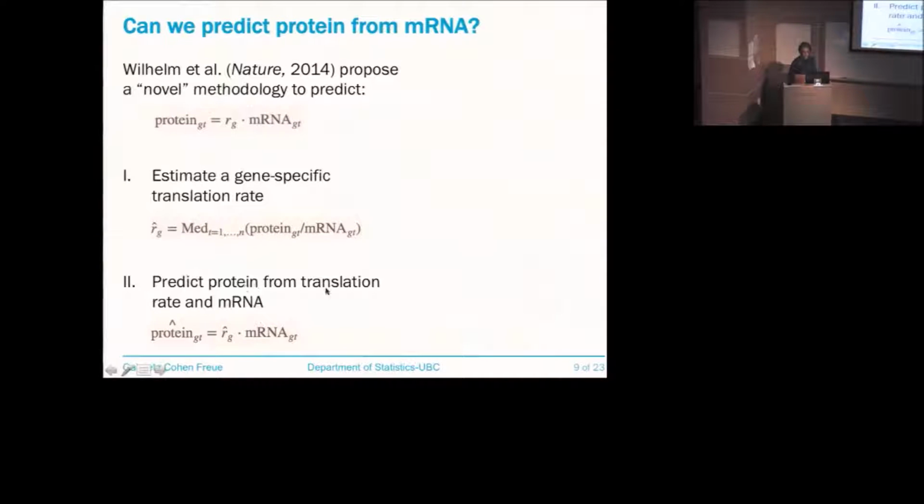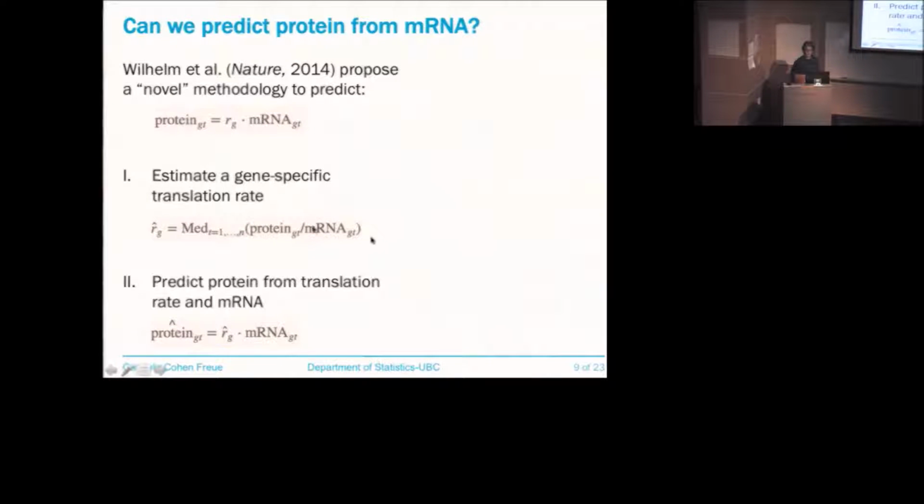They then predict protein using that estimated translation rate multiplied by mRNA, and they get a predicted value for the protein. So far, so good. There might be differences in terminologies, but there's nothing wrong here. They haven't used least squares estimation to estimate that slope. They are using the median of these ratios. There's nothing wrong with doing that. In fact, this slope is more robust to outliers than using least squares estimation.